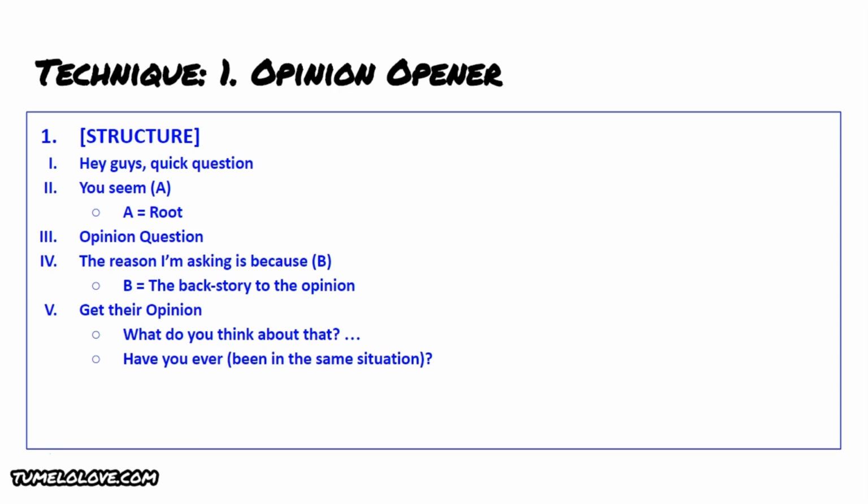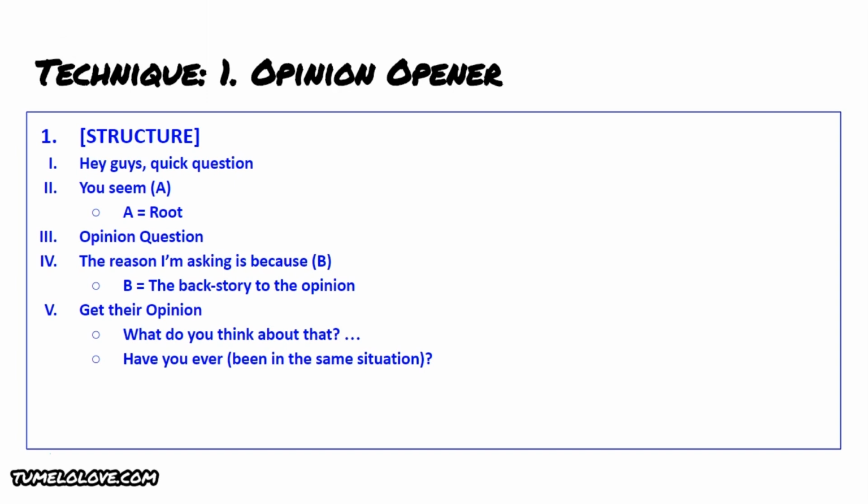The technique for the opinion opener and the overall structure is as follows. Number 1, hey guys, quick question. Number 2, you seem A. Number 3, opinion question. Number 4, the reason I'm asking is because B. And then number 5 is you get her opinion.